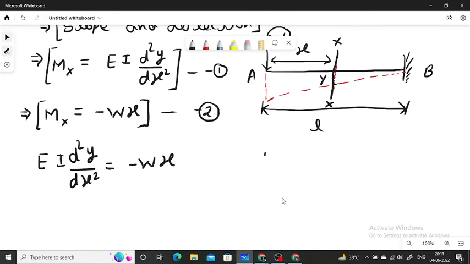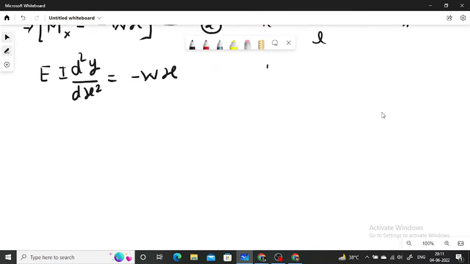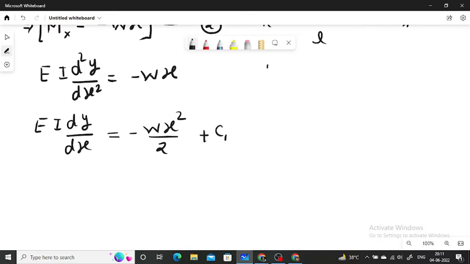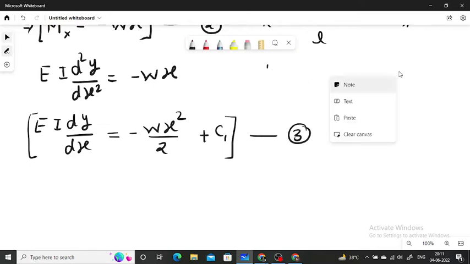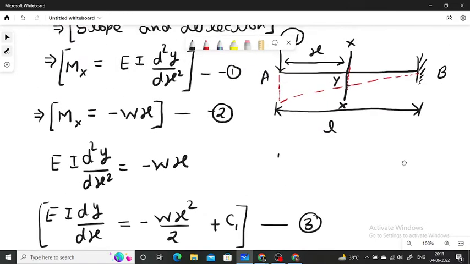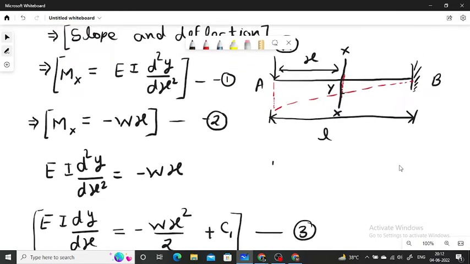Now for determining the slope and deflection, integrate this equation with respect to x. Now EI dy over dx is equal to minus Wx square by 2 plus C1. Equation number 3. Now applying the end conditions for determining the value of C1. C1 is the integration constant.